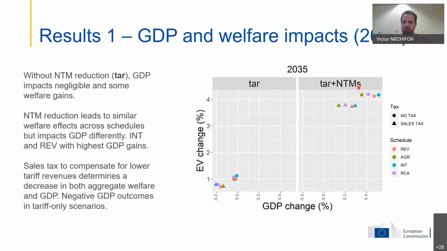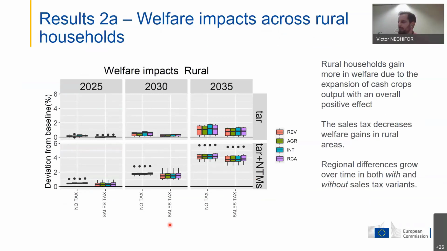Then when we are looking at our fiscal instrument to compensate for a drop in tariff revenues, we see that this comes at a cost. So both GDP and welfare drop. And we see in both tariff only and tariff plus NTMs that there is about a 0.2% of GDP cost of implementing this fiscal instrument. And also this implies that with this sales tax, we enter the negative territory for GDP outcomes in the tariff-only scenarios. Moving on into the welfare impacts, we separate the rural and urban households.